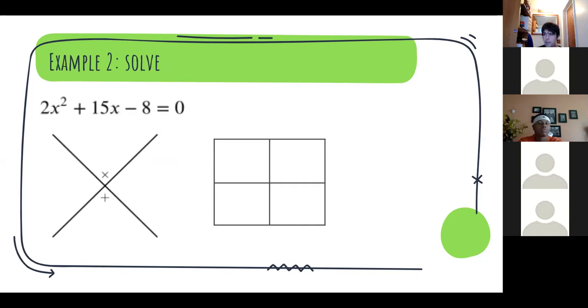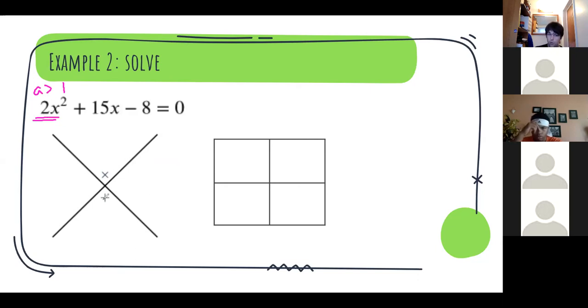Great thing about this one is it's already in standard form. It's already equal to 0. It's in ax squared plus bx plus c. Nothing we need to do to set it up. We just can go straight into factoring. This one will be a little bit more challenging to factor because it's an a greater than 1. Our leading coefficient is greater than 1. So we do need to do something else in the factoring process.